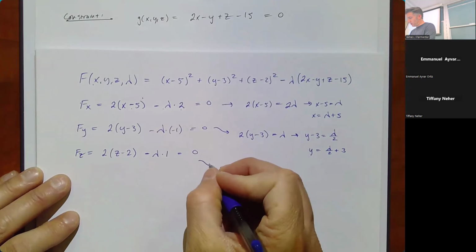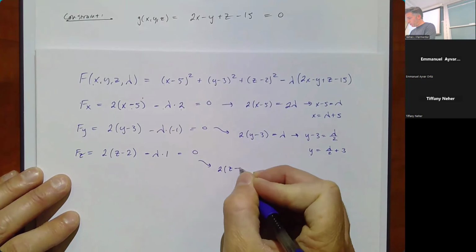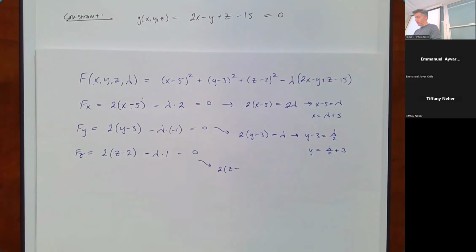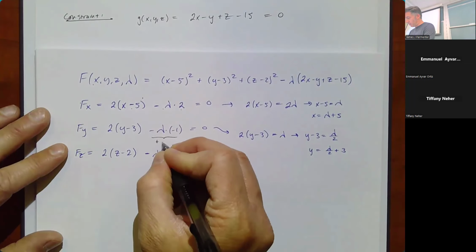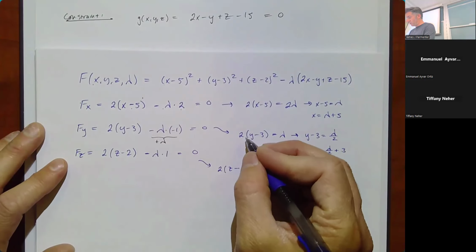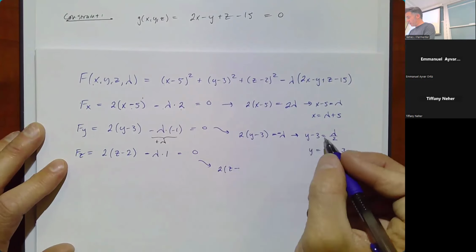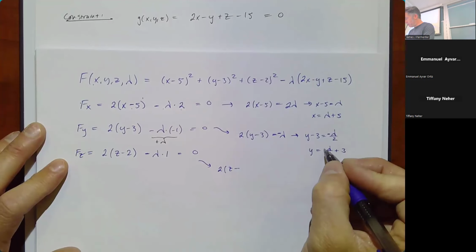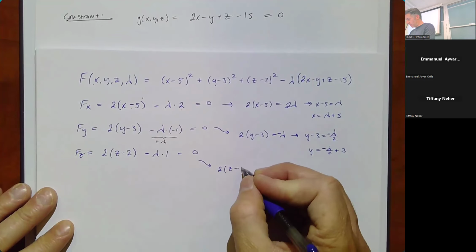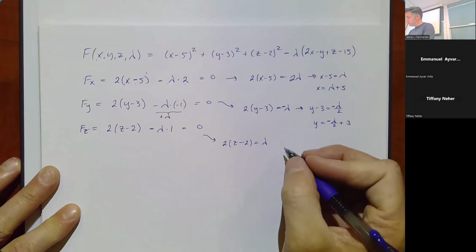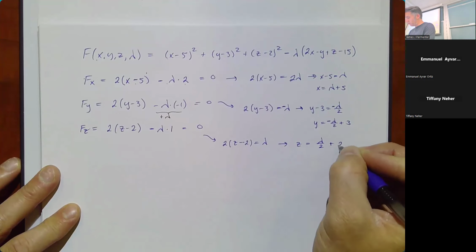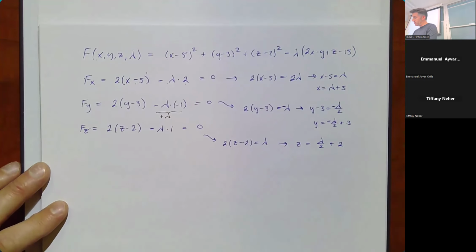And then here, same sort of thing. 2 times z minus 2. Oops, I made a small mistake there. I missed the minus 1 there. I should point out that really was a plus lambda, which means if I subtract it from both sides, it should be a minus lambda on the other side. So I should have 2 times y minus 3 equal to negative lambda, y minus 3 equal to negative lambda over 2, y equal to negative lambda over 2 plus 3. And then here, I should get 2 times z minus 2 equal to positive lambda, z equal to lambda divided by 2 plus 2. Doing those two steps at once.